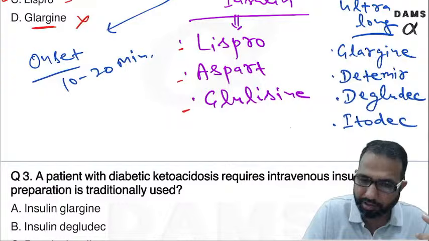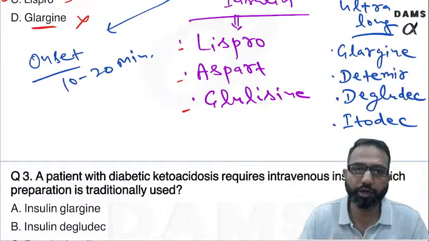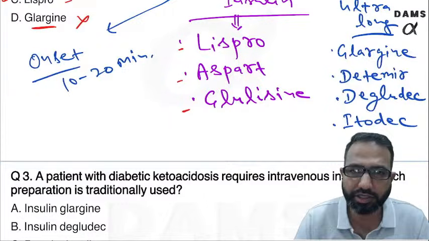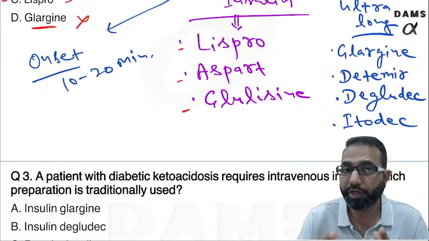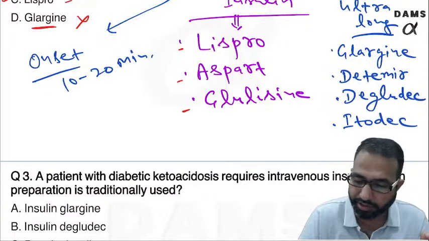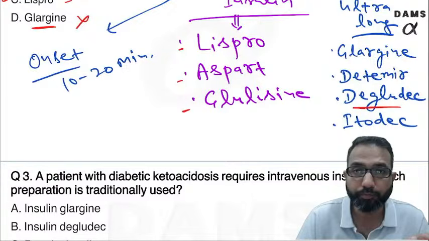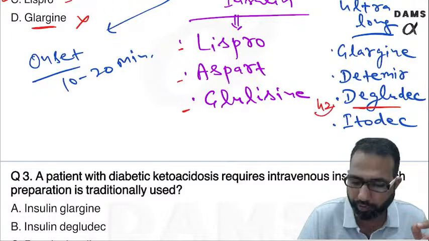These are the ultra long acting insulins. Out of these, glargine is effective for 24 hours, detemir is also effective for 24 hours, but degludec is effective for 42 hours. These are effective for 24 hours.